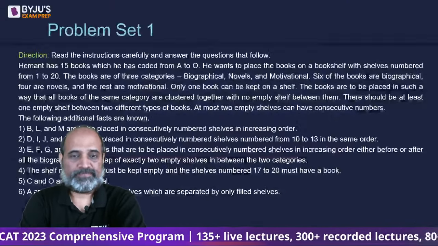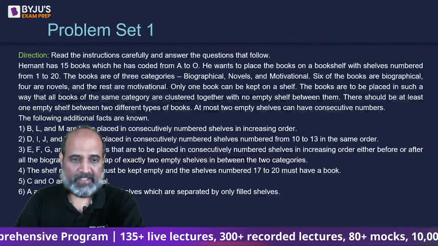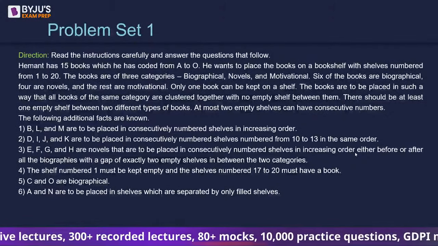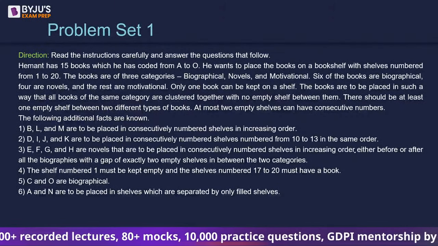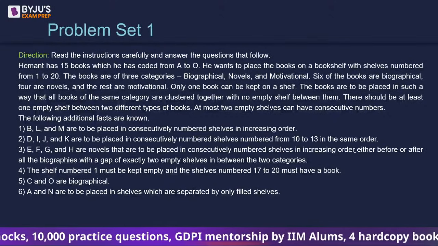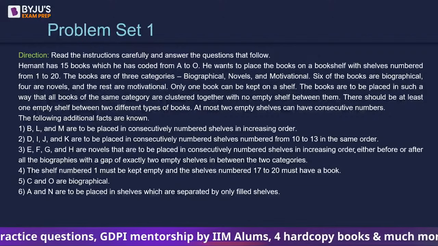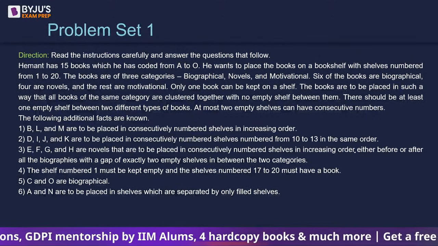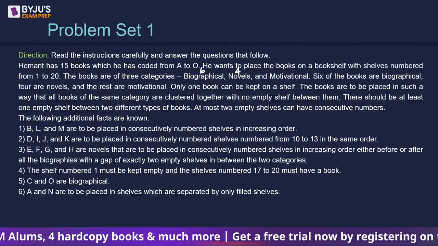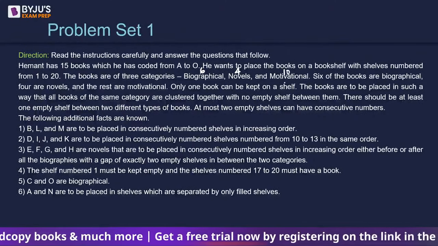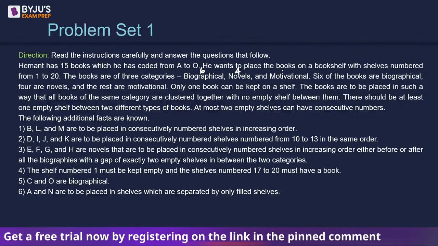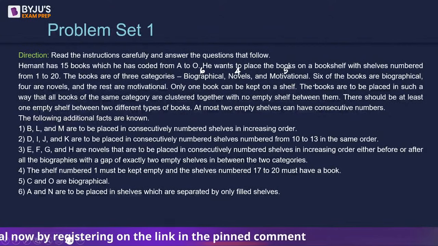So let's begin. This is the first set. It says Hemant has 15 books which he has coded from A to O. He wants to place the books on a bookshelf with shelves numbered from 1 to 20. The books are of 3 categories: biographical, novels, and motivational. 6 of the books are biographical, 4 are novels, and the rest are motivational. So that is 15, right? 6 plus 4 plus 5.